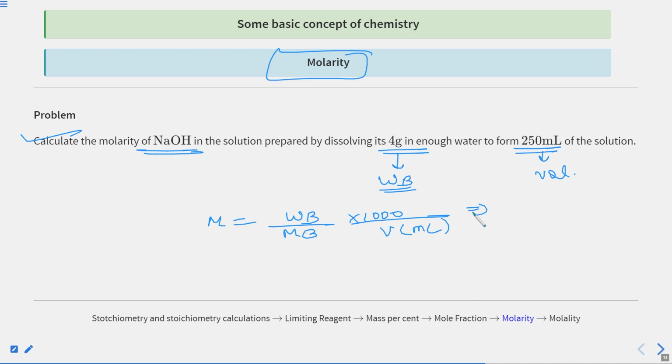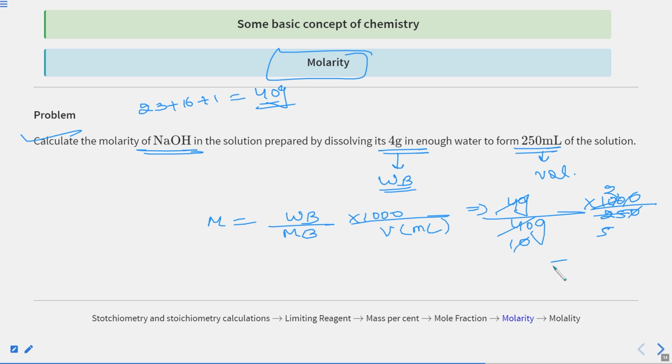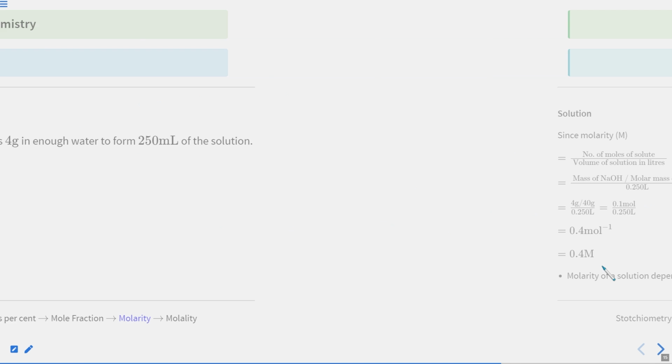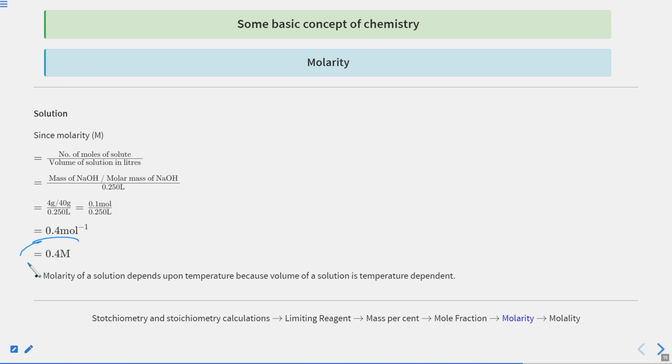If I am applying this formula, W is given 4 gram. If you calculate the molar mass, 23 plus 16 plus 1, it comes out to be 40 gram. So molar mass of solute is 40 gram into 1000 divided by 250. So 4, 10, 1, 0, 1 and 10 by 50, 5 to the 10, 5 5 is 50, 2 by 5, you will get 0.4 molar. What is the answer? You are getting 0.4 molar, or you can say 0.4 mole per liter, mole liter inverse.